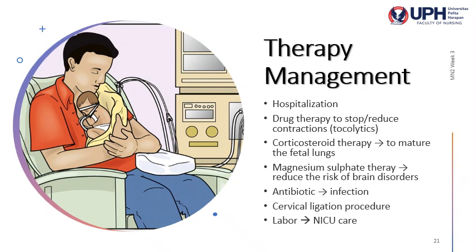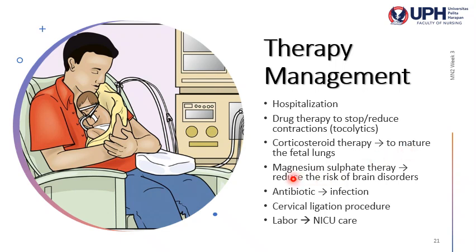Well, when we see that the patient is at high risk for premature birth, then we can do some therapy management, such as hospitalization. So we ask the mother to stay within the hospital so we can monitor both the health of the mother and the baby for sure. And we probably administer the drugs that will stop or reduce the contraction, which we call tocolytics. And we can also do the corticosteroid therapy in order to have the lungs mature.